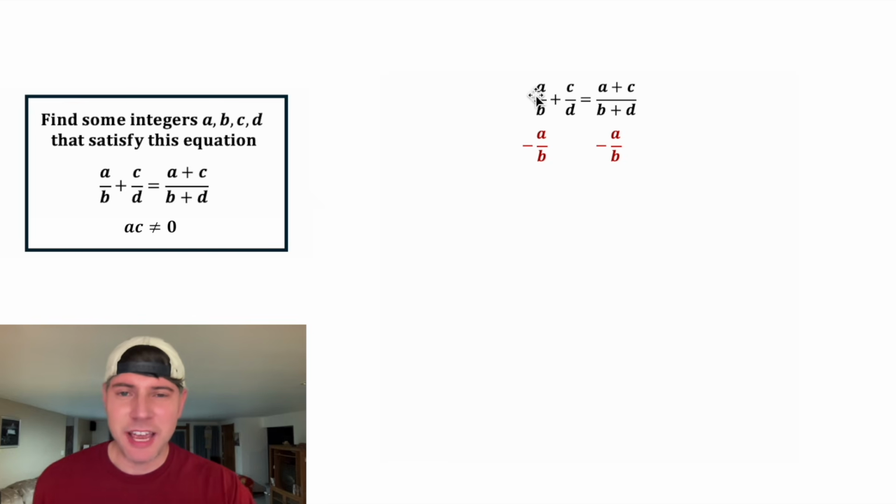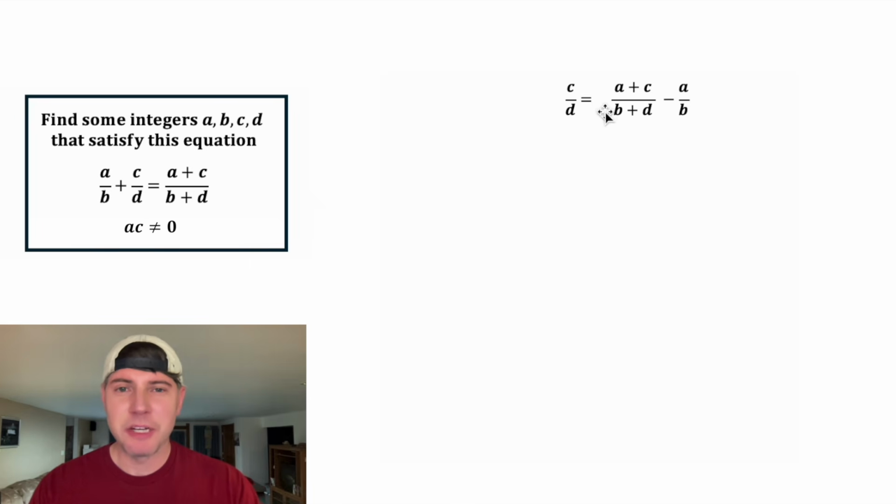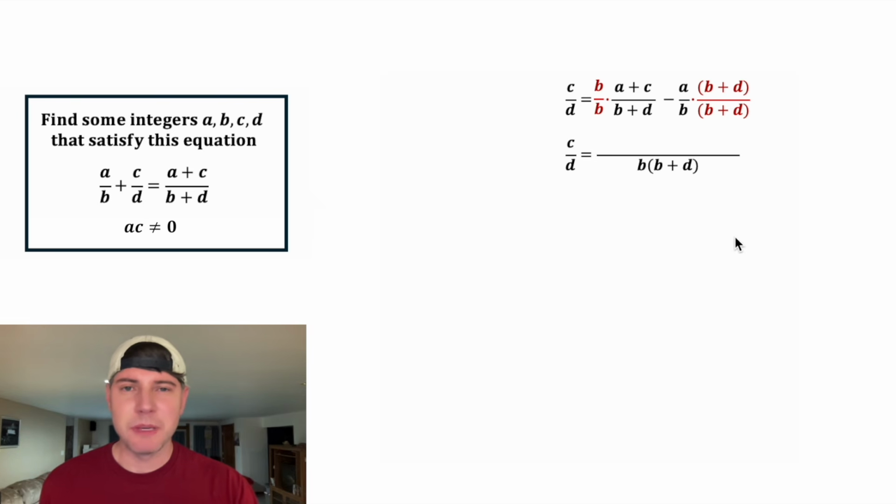On the left-hand side, a over b minus a over b will cancel each other out. And on the right-hand side, let's move it up here. Now on the right-hand side, we have two fractions. Let's give them a common denominator. For this first fraction, let's multiply top and bottom by b. And for the second fraction, let's multiply top and bottom by b plus d. Now everything will have the same common denominator of b times b plus d.